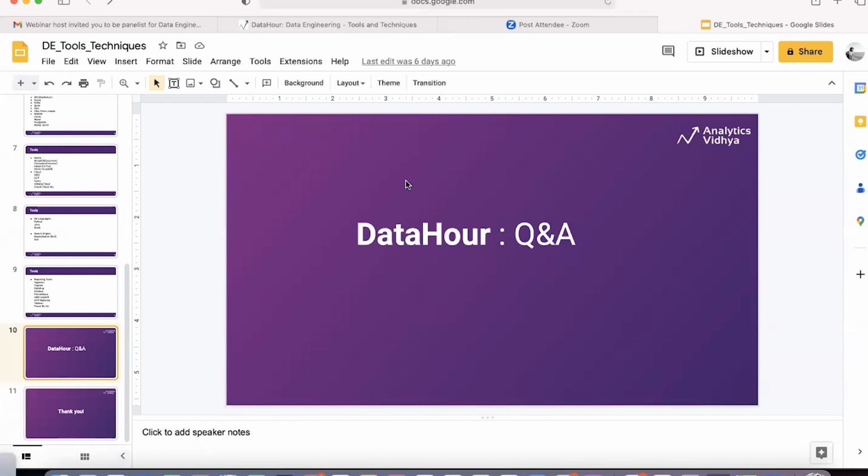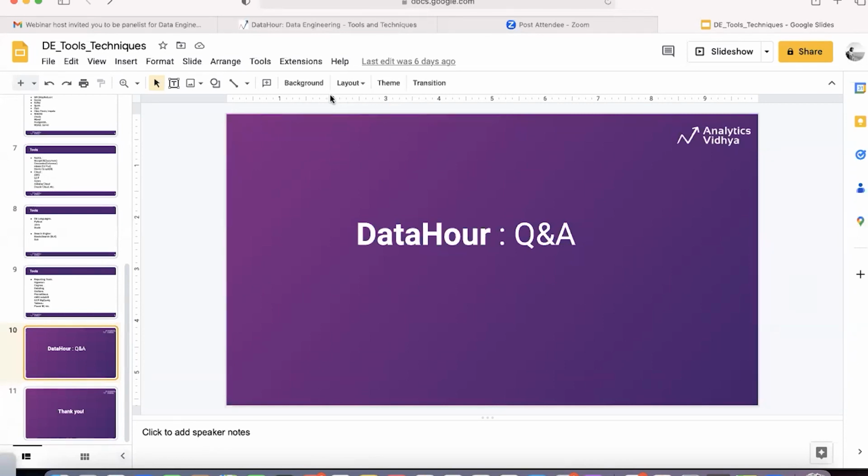Okay, what is the best tool for orchestrating and scheduling? Oh, good question. I have not covered any orchestrating or scheduling point here, so I'll take a moment to explain this. How are real-time jobs different from batch jobs in terms of tools used? Okay, I'll take the first question first.